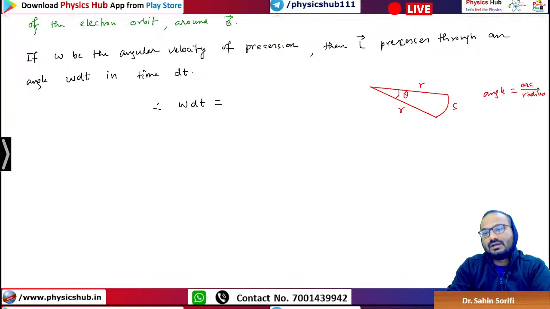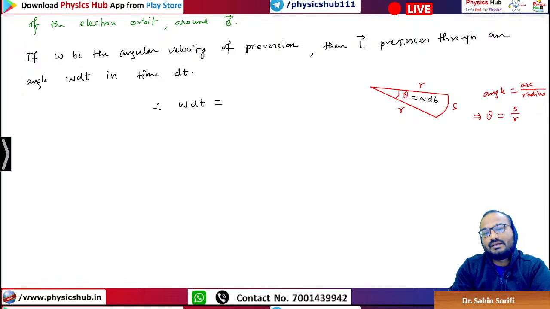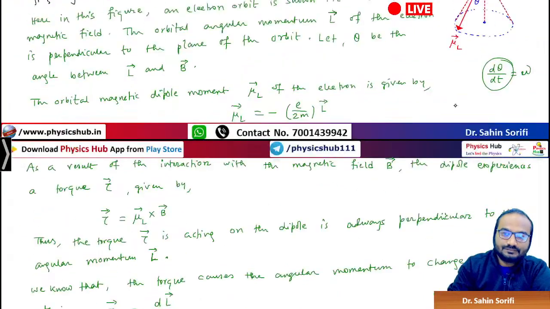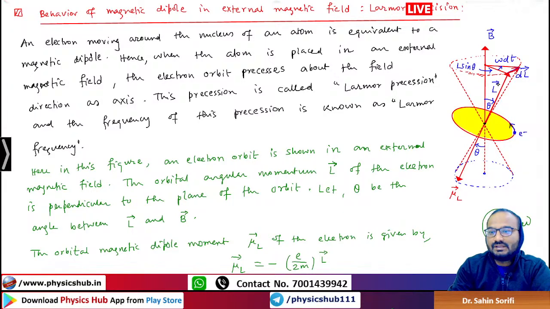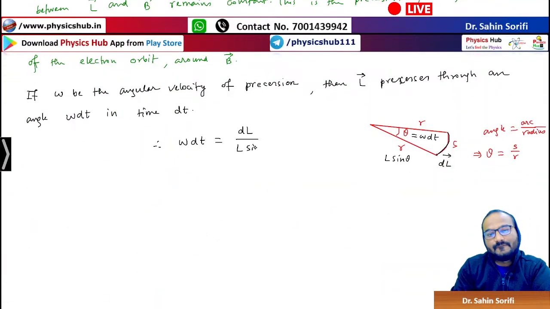Angle is equal to arc by radius. So we can say that theta is equal to S by r. Here theta is equal to omega dt, and this S is equal to dl. So omega dt is equal to dl divided by r. And what about this r? r is L sin theta, as you can see in this figure. This is theta, this is L, so this is L sin theta. L sin theta is constant, like the radius. So dl by L sin theta.